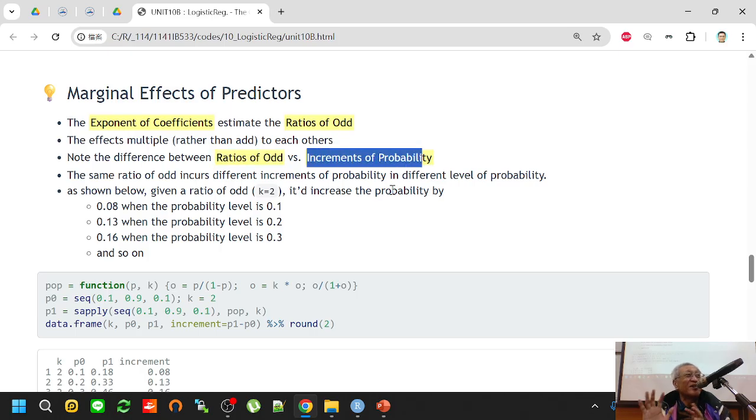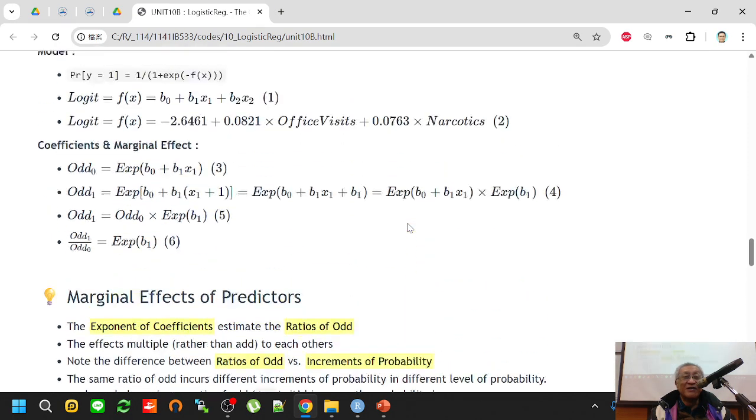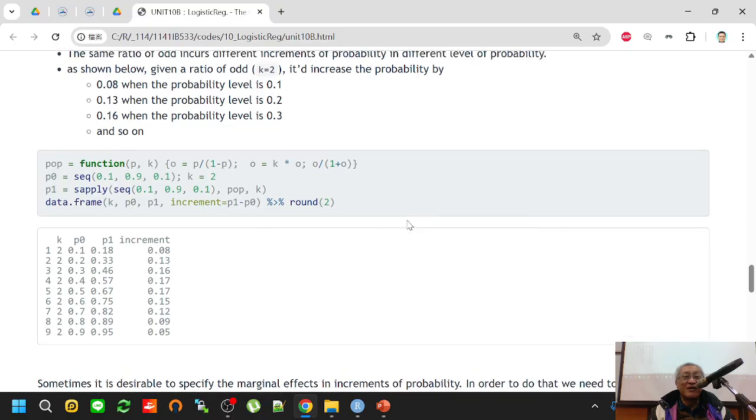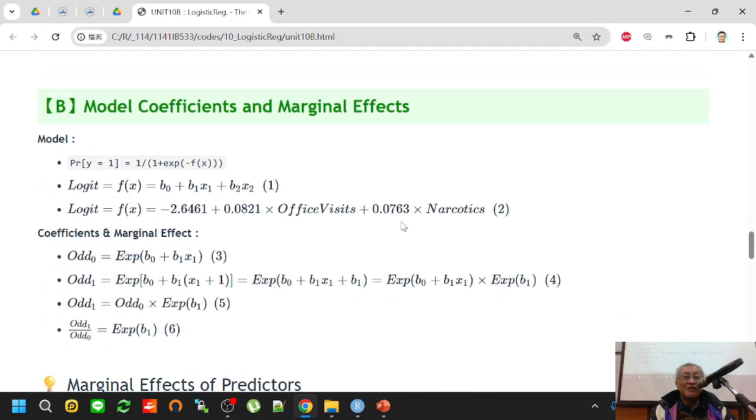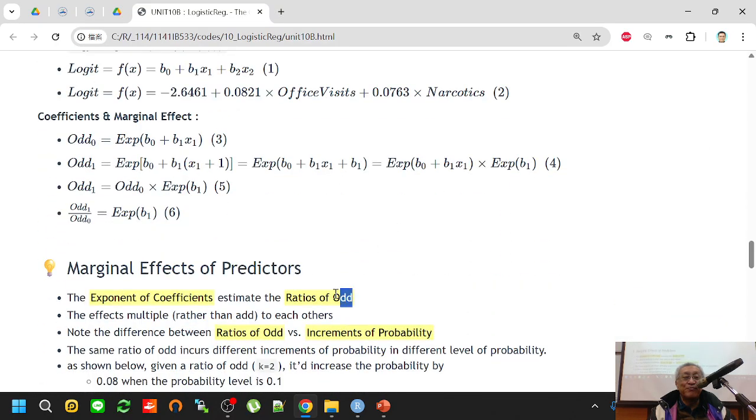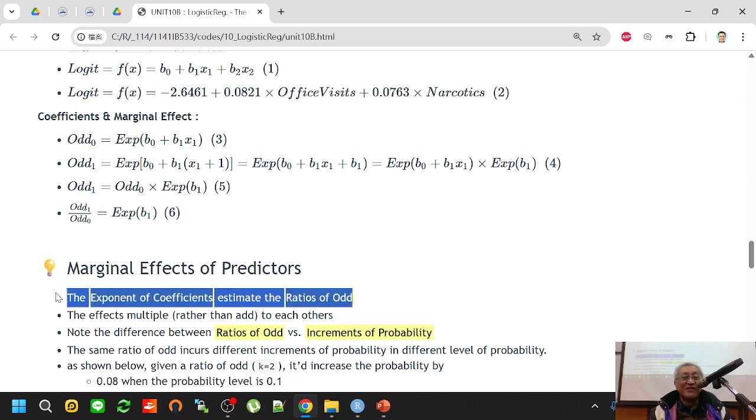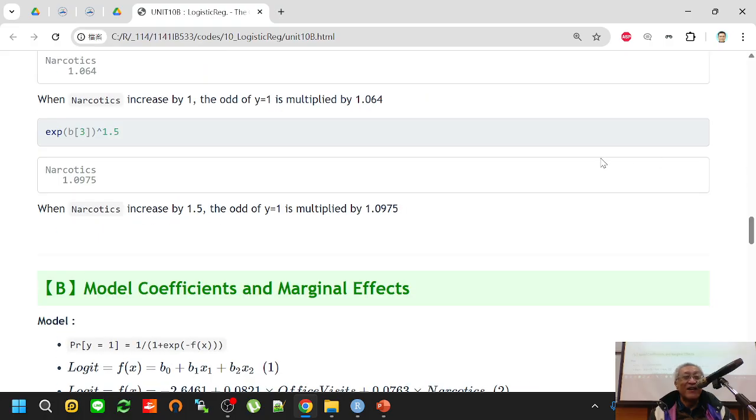There are a few things that you need to take care of. Basically, you just remember this statement, which explains how to infer the marginal effect of a predicting variable to the probability of y. Okay, that's the thing.